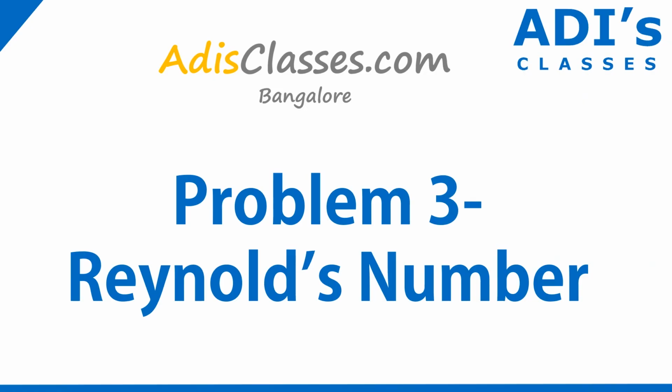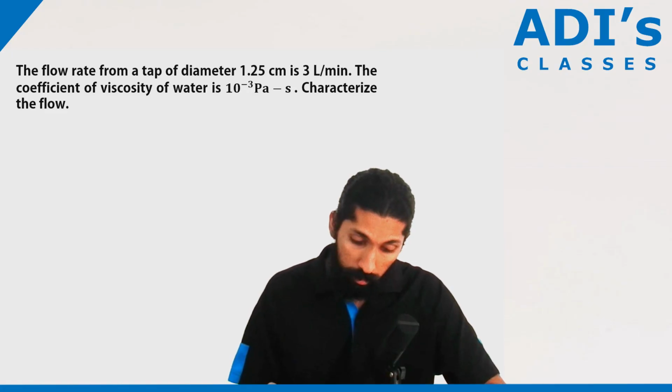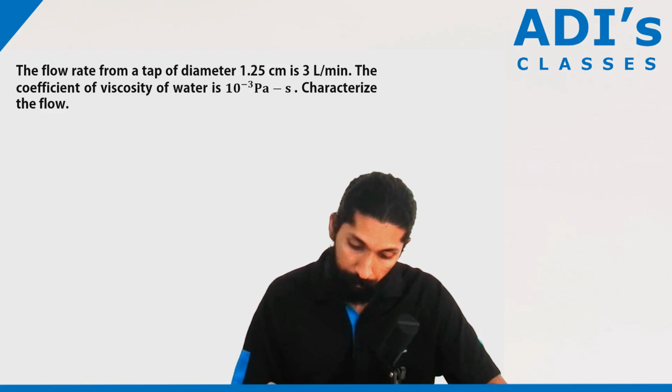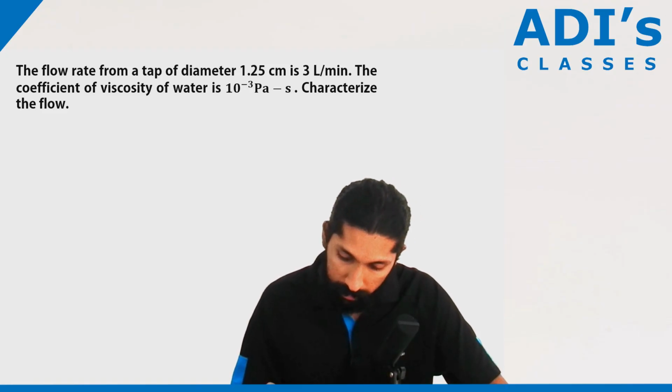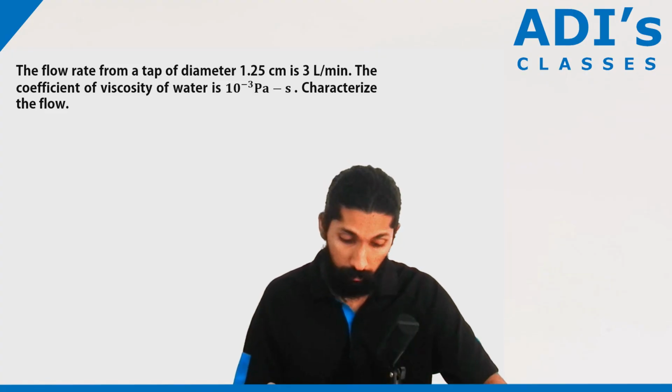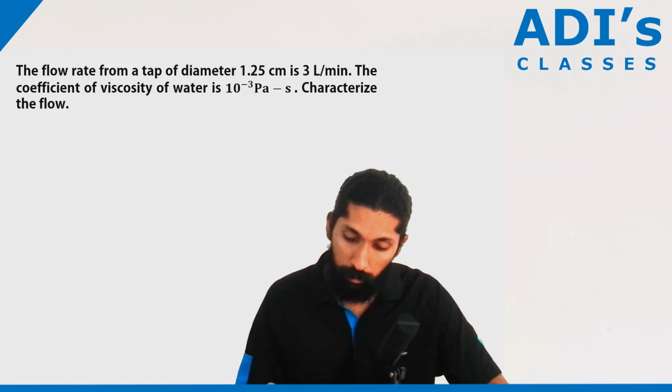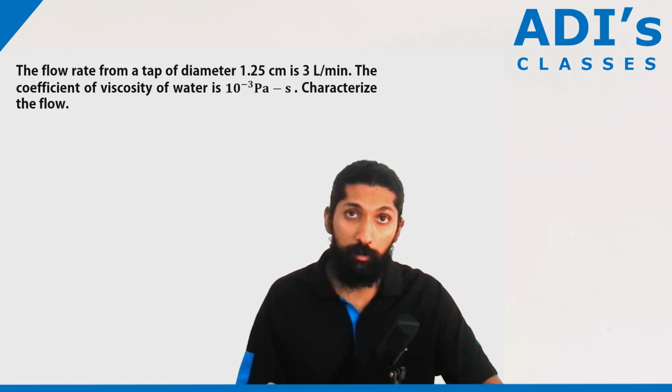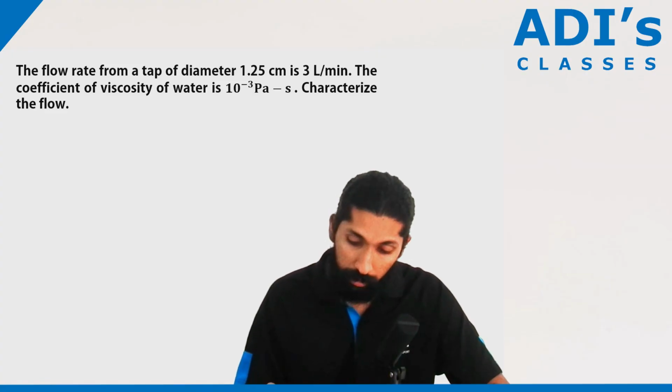Let's look at the next problem. Okay, here it says the flow rate from a tap of diameter 1.25 centimeter is 3 liter per minute. The coefficient of viscosity of water is 10 to the power of minus 3 Pascal second. Characterize the flow.